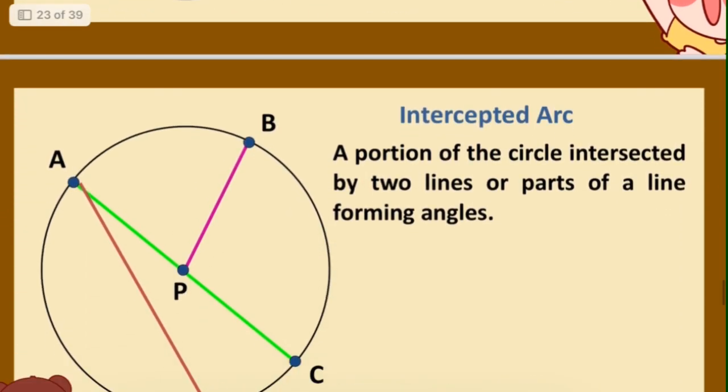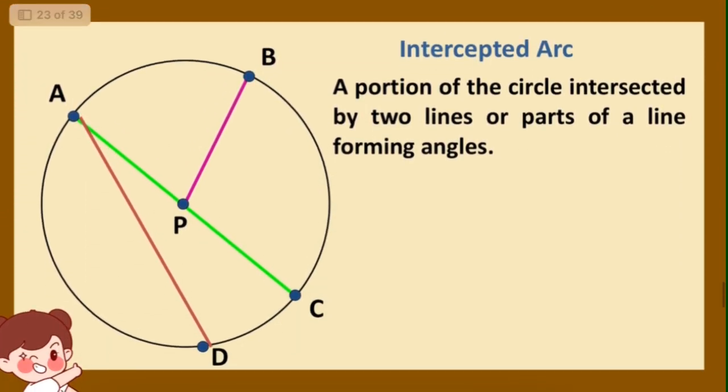To continue, intercepted arc. This will be the focus of the theorems for today. Intercepted arcs: a portion of the circle intersected by two lines or parts of a line forming angles. Since this image already mentions the next one that we're going to discuss, which is inscribed angles, but we're not going to go with that one yet. We're going to go with central angles first.